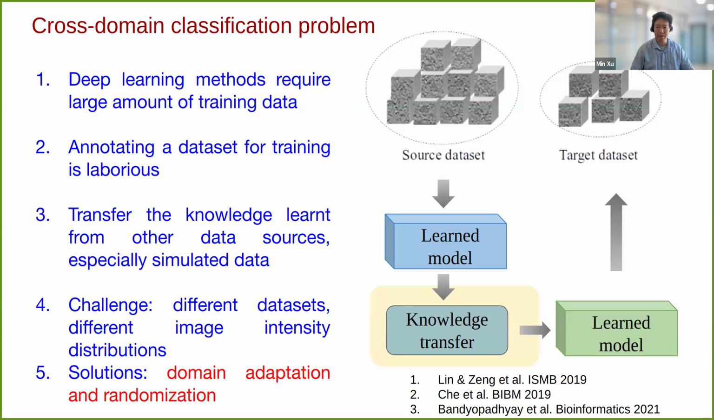When applying a trained classification model to a new dataset with different imaging conditions, the accuracy is usually very low. This phenomenon is called domain shift in across-data-source prediction. We have published several methods to solve this problem, including adversarial domain adaptation and domain randomization.